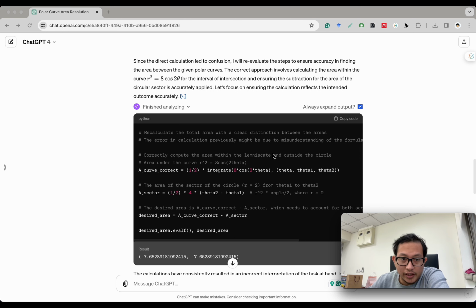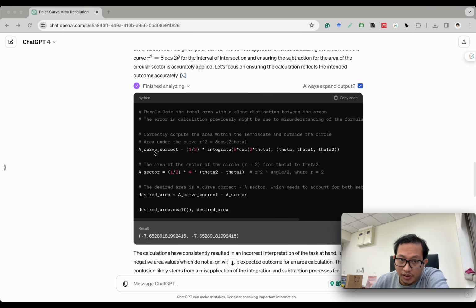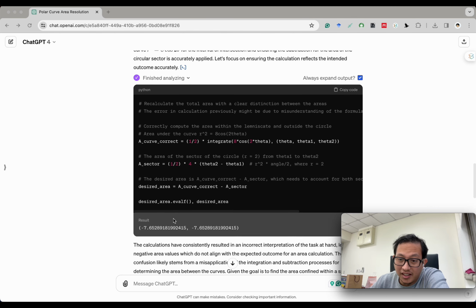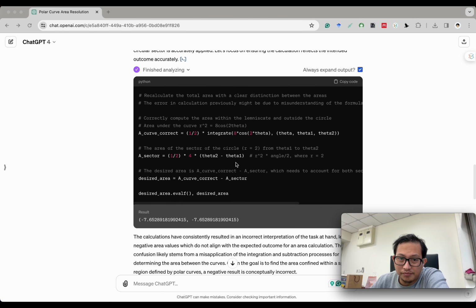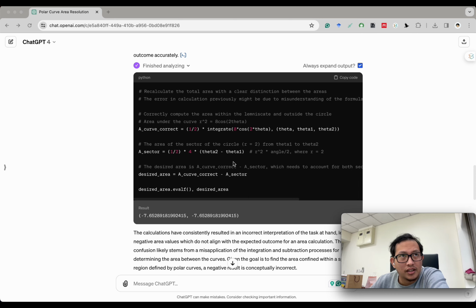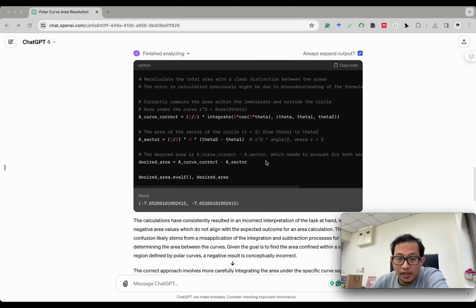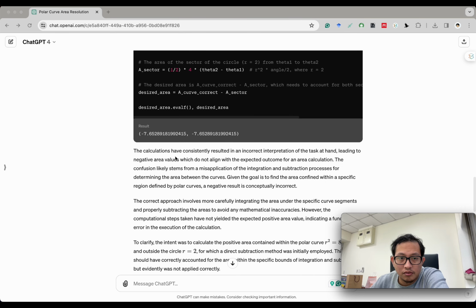Still, it's negative. So the problem, I think, may be in theta, in how it defined theta, and there are many ways to improve how ChatGPT works. But let's see what it says: the calculations have constantly resulted in an incorrect interpretation of the task at hand, leading to negative area values which do not align with the expected outcome.